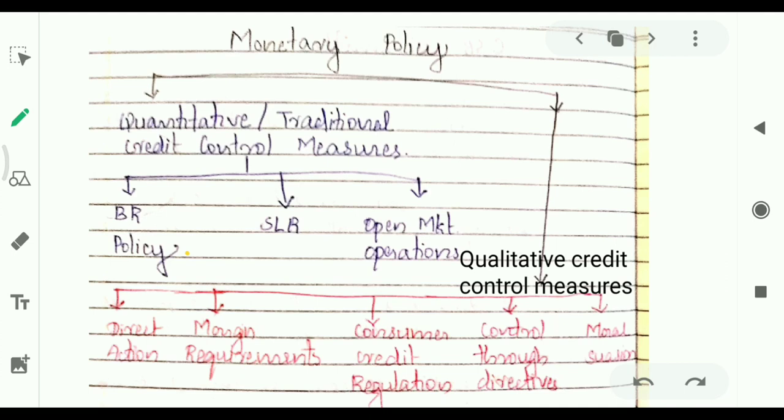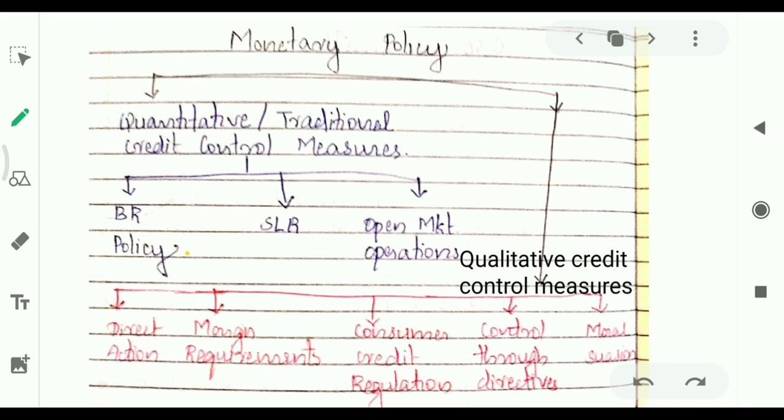The first selective credit control instrument is direct action. Here, the central bank of a country regulates commercial banks directly by prescribing various instructions or controls over their operations. These restrictions may include refusing to rediscount their bills, or refusing to grant accommodation or borrowings if they are considered to be in excess of their capital reserve, and charging a penal rate of interest over and above the bank rate.